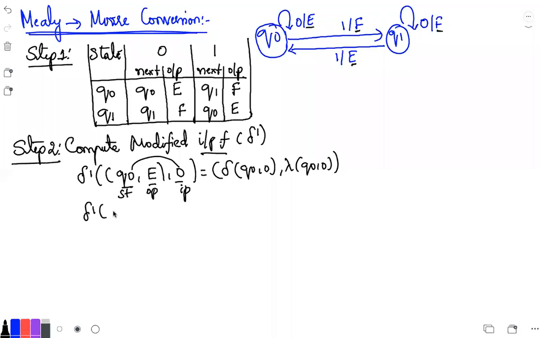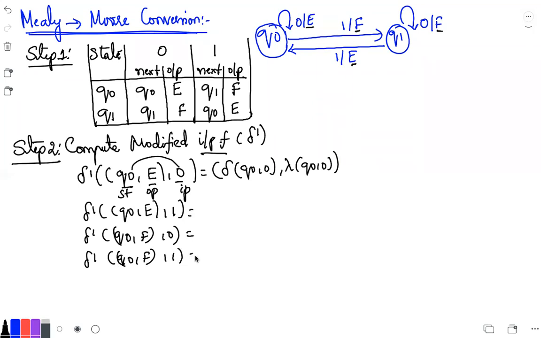So it's delta dash of Q0 on E with 1, delta dash of Q0 on F with 0, delta dash of Q0 on F with 1. So you have to take it like this, for a state, for an output symbol and input symbol. So all possible combinations of output and input you should take for a state. And the syntax is as follows. So for Q0 comma E on 0 means transition of Q0 on 0 and output of Q0 on 0.